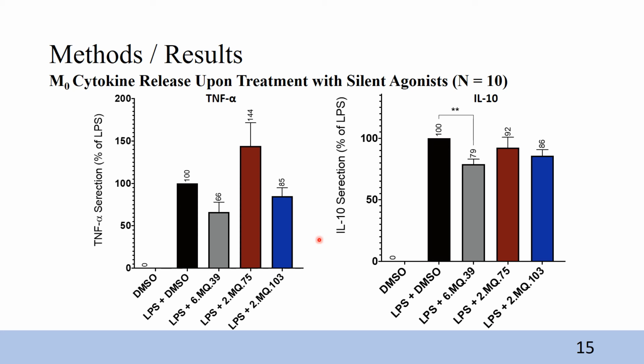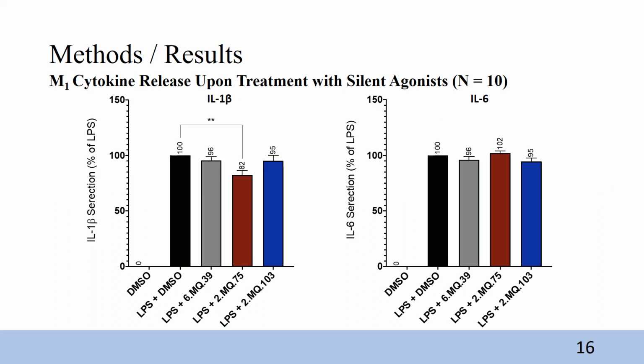For the IL-10 release, 6MQ39 has a significant impact on IL-10 release, reducing its release from 100% to 79%. Again, in this graph, it seems as though 2MQ103 has an effect on IL-10 release, but this was not shown to be statistically significant. These results therefore show that 6MQ39 and 2MQ103 have potential to reduce both TNF-alpha and IL-10 release in M0 macrophages, which may be involved in the progression of various autoimmune diseases.